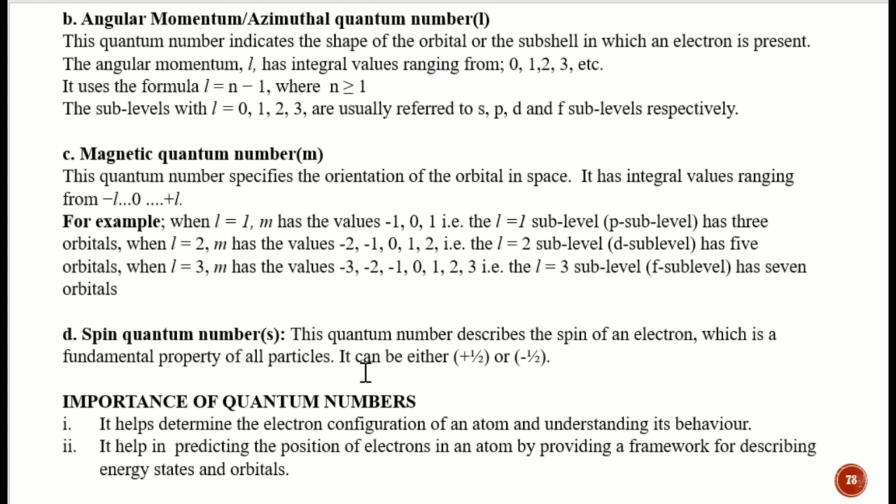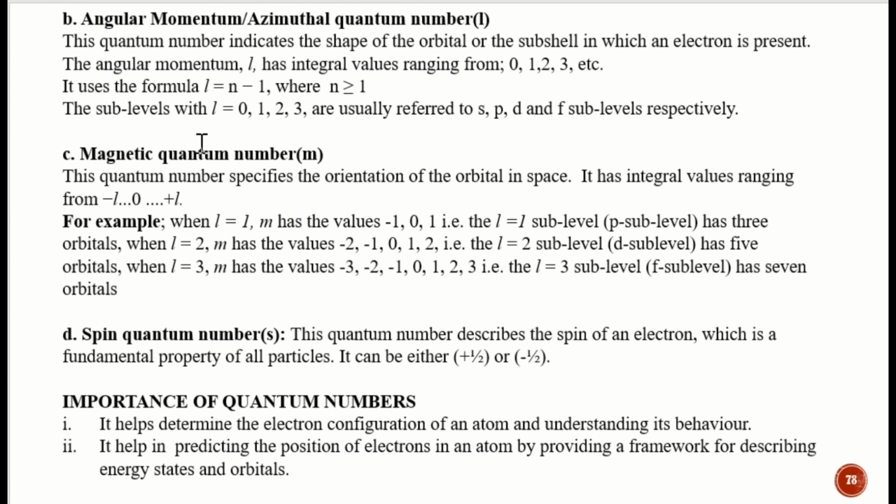Now let's look at the magnetic quantum number. We said this quantum number specifies the orientation of the orbital in space. And it has a range of values from minus L, 0, to plus L. So if I have L to be 1, then my range of m values becomes minus 1, 0, 1. If I have L to be 2, my range of m values becomes minus 2, minus 1, 0, 1, 2.